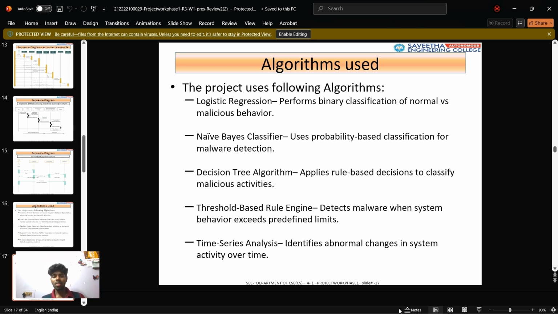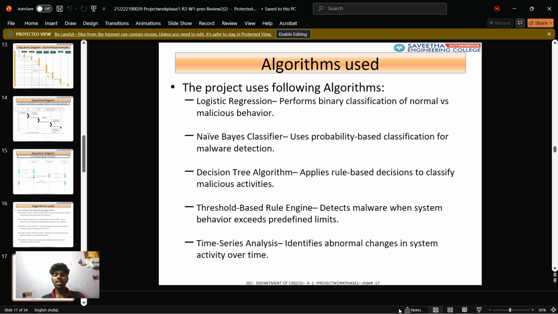The decision tree algorithm applies rule-based decisions to classify the malicious activities. Then a threshold-based rule engine detects malware when system behavior exceeds predefined limits. Then time series analysis, which is a predictive one. We have used time series analysis to predict what kind of attacks will happen when the CPU goes high. For example, when the CPU is at the stage of 86 to 87, this time series analysis will predict that it can go above 90.